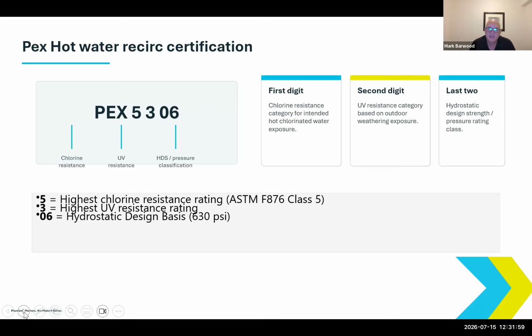So the first digit is chlorine resistance. It's intended for hot chlorinated water exposure. The second digit in the 306 is the UV rating, and the last digit is the hydrostatic design strength pressure rating class. So that is specifically for hot water recirculation certification.